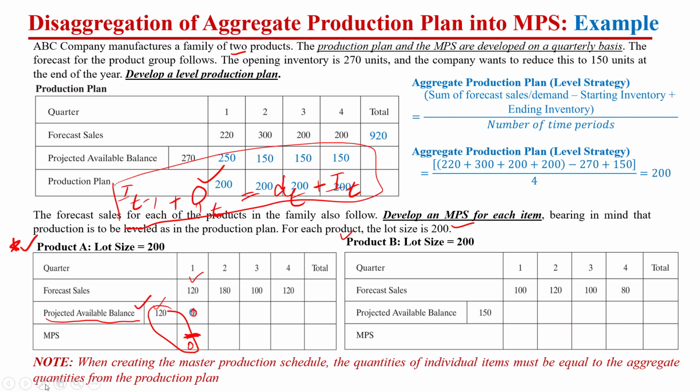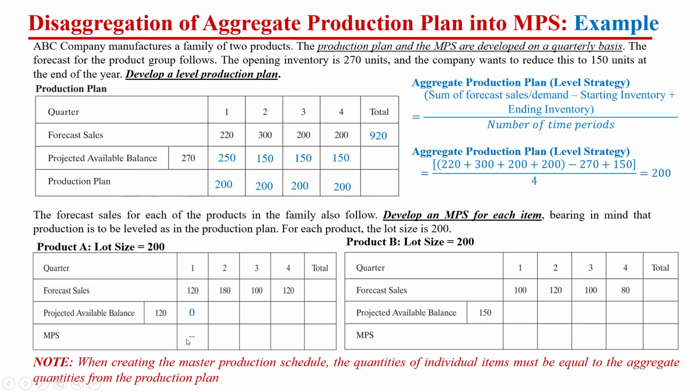Let me raise this one, right? So this dash means we are not producing anything. So this is going to be 0, because now in the last time period we have 0 inventory. So that means we have to produce over here.